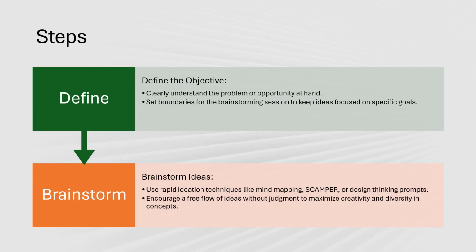Next is to brainstorm. Use rapid ideation techniques like SCAMPER. I have taught this earlier in my sessions. SCAMPER is one of the very easiest approaches which you can follow. Mind mapping is the next one. We discussed that in the previous session. I'm sure you have gone through it. Or you can use any other design thinking approach which can be very helpful in rapid ideation.